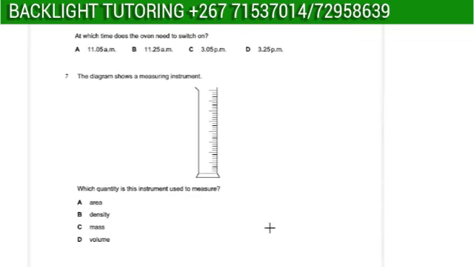Let's go to question 6. A cook wants to prepare some food to be cooked by 1:15 p.m. He uses an oven with an automatic timer that can be set to switch on and off at a certain time. The oven needs to be switched on for 2 hours 10 minutes. At which time does the oven need to switch on? With this one, it needs to be cooked by 1:15, so 1:15 is our end point.